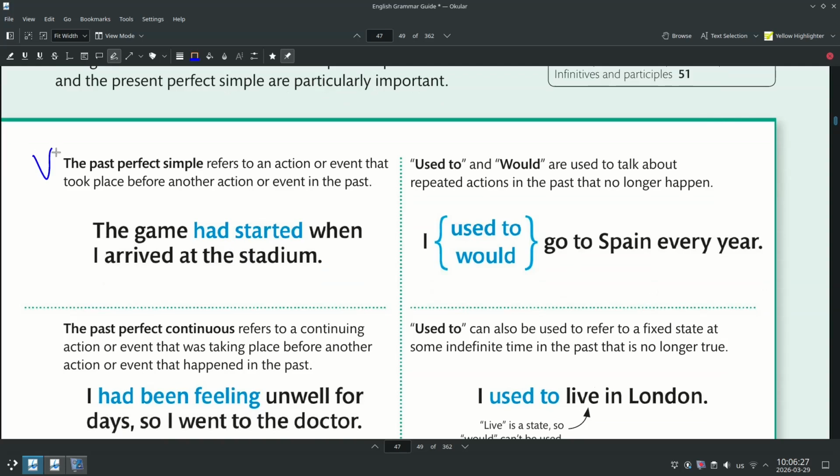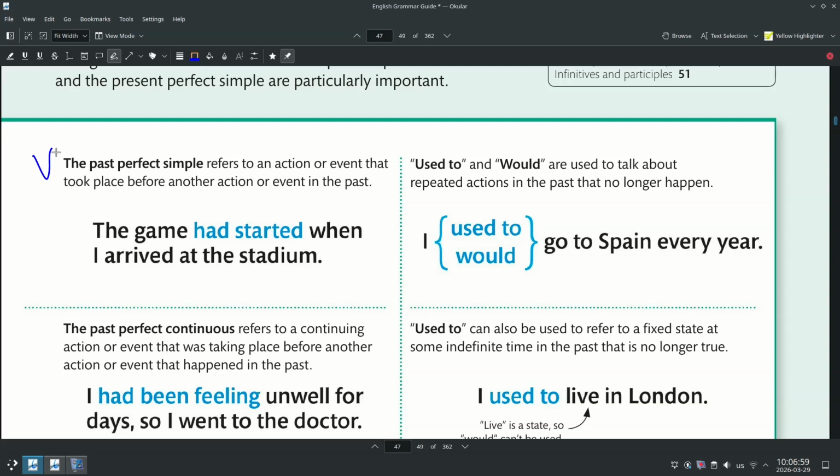The past perfect simple refers to an action or event that took place before another action or event in the past. The game had started when I arrived at the stadium. Used to and would are used to talk about repeated actions in the past that no longer happen. We are talking about our habits in the past, which we do not have in the present moment.